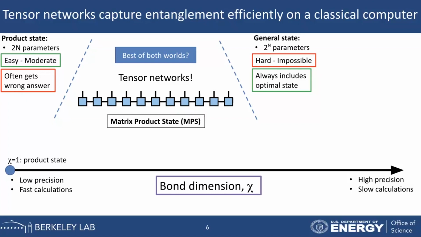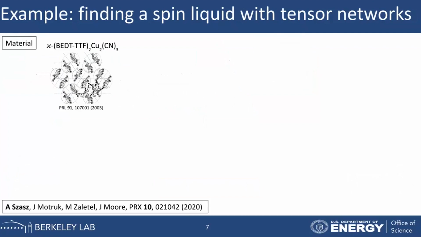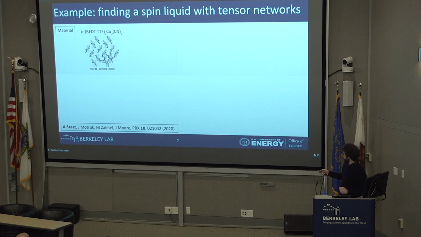So I've used this method successfully to find a spin liquid in a challenging theoretical model, which I'm going to tell you about in this paper here. So we look at a particular real material. It's this complicated organic crystal, which is the first material that was claimed in experiment to be a possible spin liquid back in 2003.